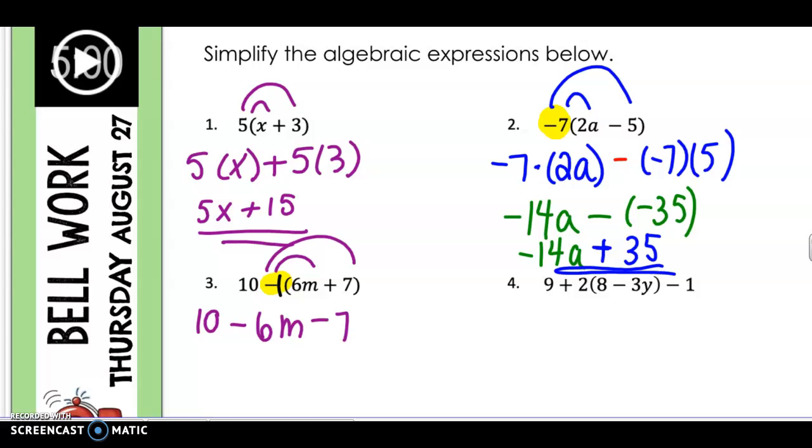I kind of skipped a step here. I didn't write out the full step as I did in problem 2. But you definitely can write that out. So write out -1 times 6m plus -1 times 7. Now we need to combine like terms. So I'm going to highlight the like terms in green. 10 and -7. Those are like because neither of them have an m. This -6m, we don't have anything we can combine with it. So now you want to do, what is 10 minus 7? 3. We're going to bring down that -6m. And that is the final answer.